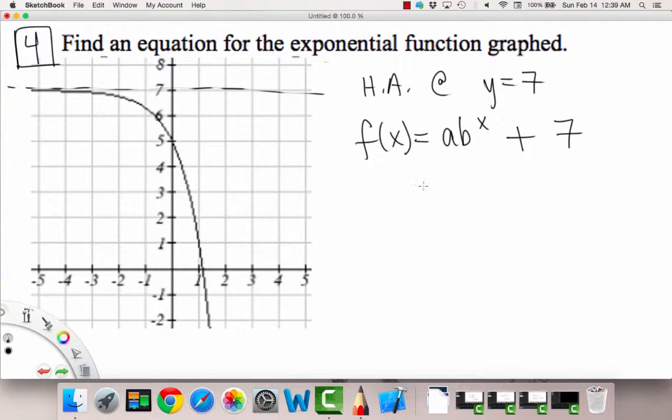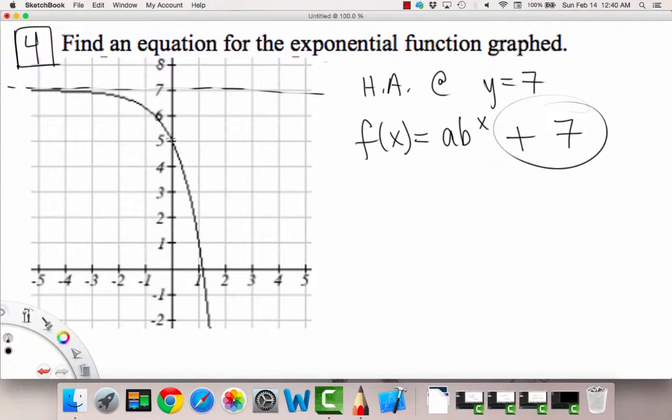Okay, starting over. I'm going to say that a is not automatically equal to 5. We don't want to do that because our horizontal asymptote is not y equals 0 anymore. So this plus 7 kind of messes things up. That was a perfect example of what you do not want to do, as in jump to conclusions, right?